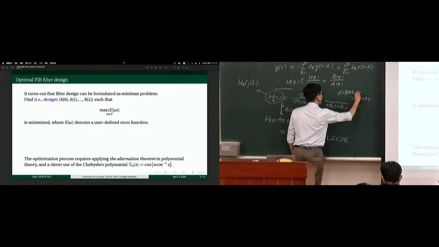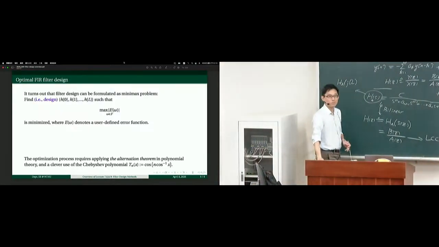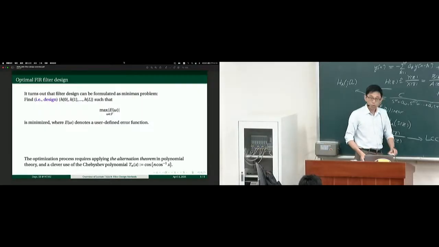Pique, the verb. Pique your appetite. Add some spices, pique your interest. All right, so that much about an overview.